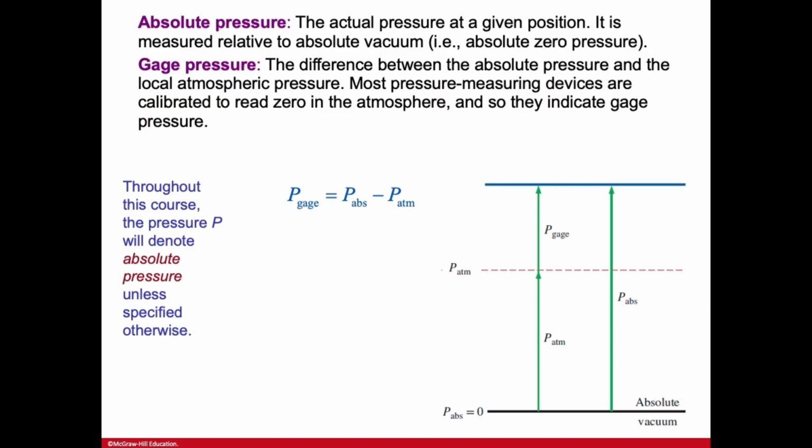Okay, so a couple of terminologies come into play now when we are talking about fluid pressure. One is called the absolute pressure, and the other is called the gauge pressure. What we have been talking about so far is the actual pressure at a given position. It is measured relative to an absolute vacuum, so it's the absolute pressure, or the exact magnitude of pressure that is there.